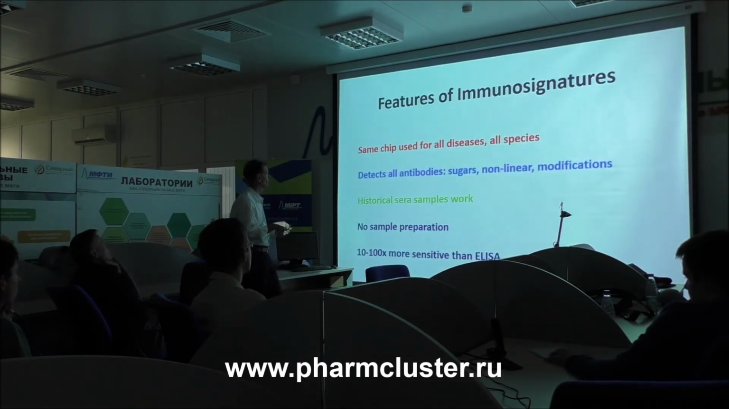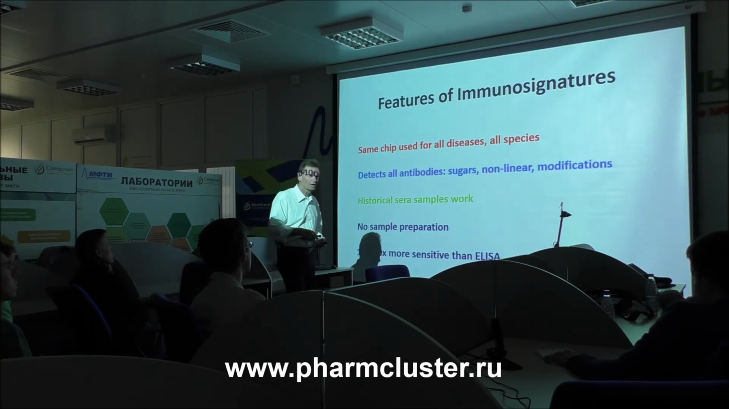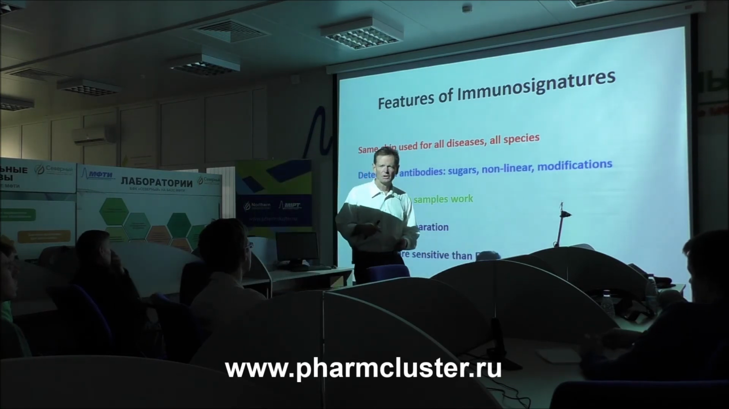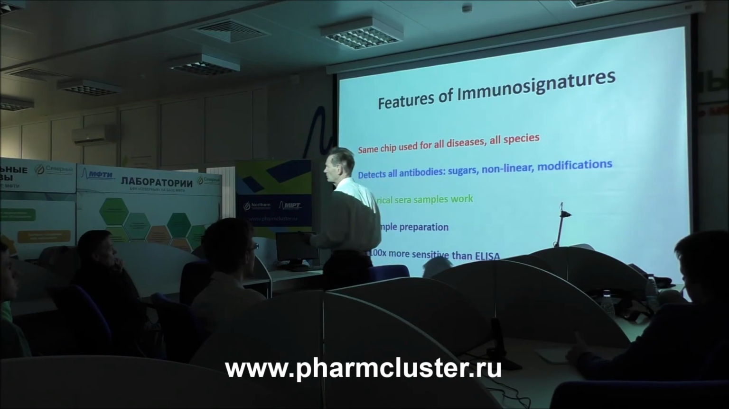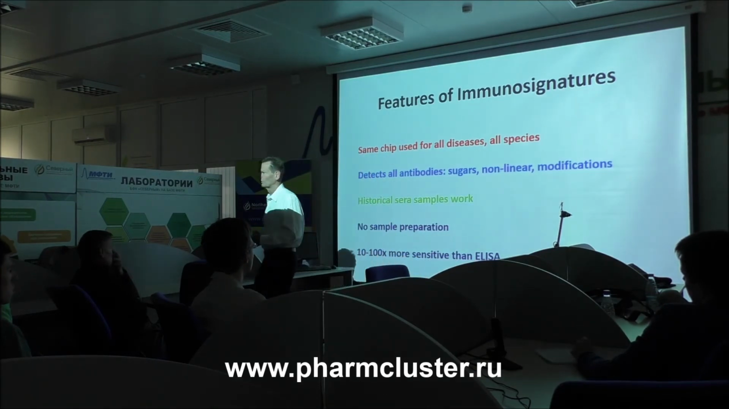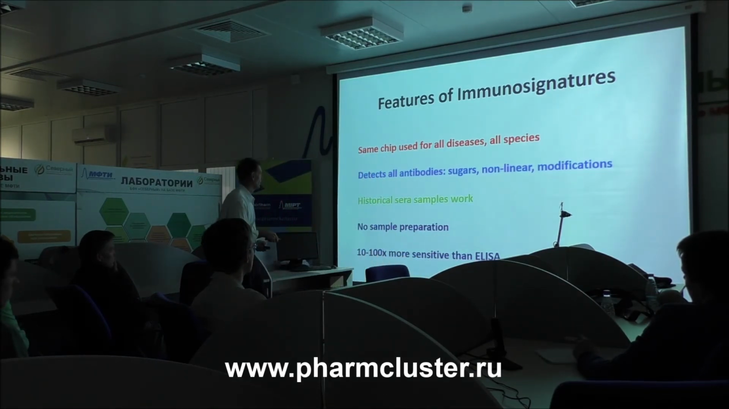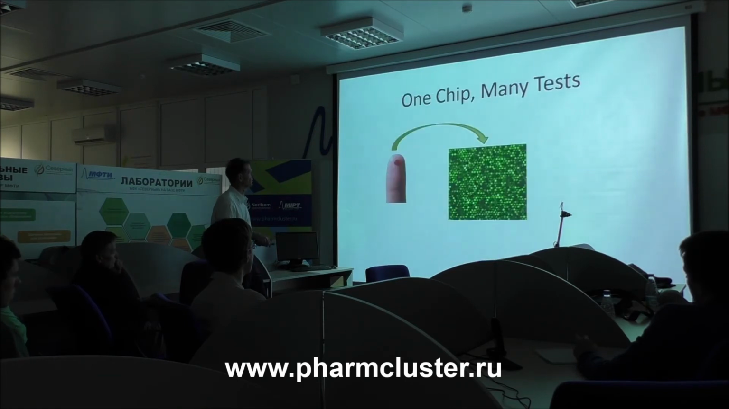So what's the feature? Again, the same chip is used for all diseases, detects any kind of antibody. Because it's antibodies, and antibodies are very stable, you can use sera that's been stored for 20 years, and you can establish your diagnostic on that. You don't have to do a prognostic study. There's no sample preparation, it's very sensitive.